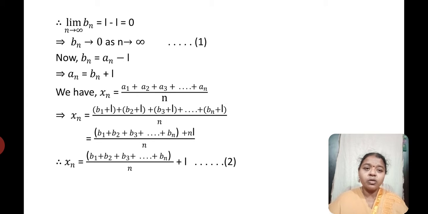Now when you look into the numerator, there are n different terms. So I am grouping it into two parts and writing it as (b1 plus b2 plus b3 and so on plus bn plus n times L) divided by n. Now since it has a common denominator, let me split them. Therefore, x_n is equal to (b1 plus b2 plus b3 and so on plus bn) divided by n, plus L. Let's call this equation 2.